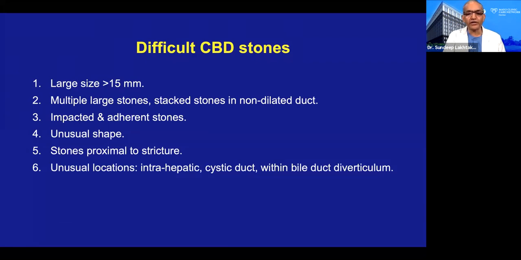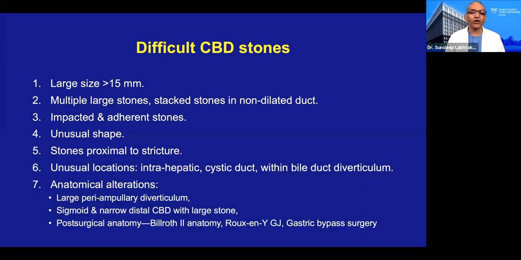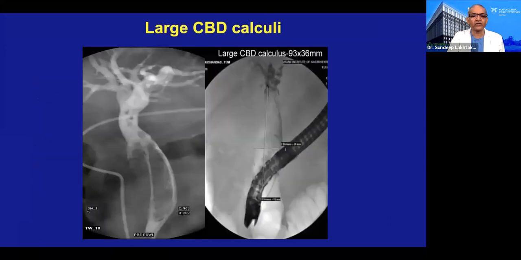Stones in unusual locations, that is intrahepatic duct stones, cystic duct stones like Mirizzi syndrome which cause biliary obstruction, or a stone when the bile duct is not easily accessible because of a diverticulum, the papilla is deeply hidden inside, so not able to reach or access. Some other anatomical alterations like a large periampullary diverticulum, or a sigmoid or narrow distal CBD with a large stone above, or a post-surgical scenario like Billroth 2, Roux-en-Y gastric bypass surgery, and so on and so forth. So we'll touch upon all these problems and how to tackle them in this talk.